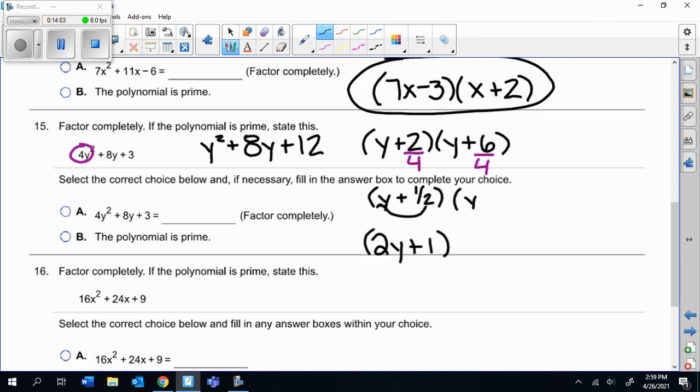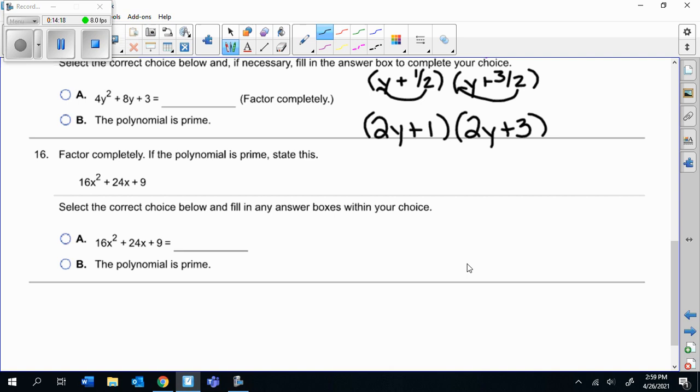6/4 reduces down to 3/2. So you can slide that 2 right in front of the y there. And that's your final answer. All right, last one on this page.